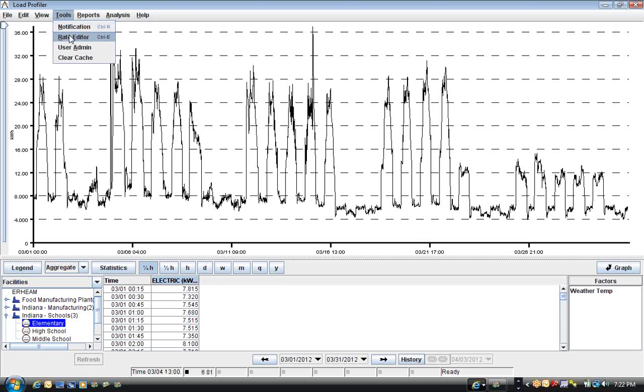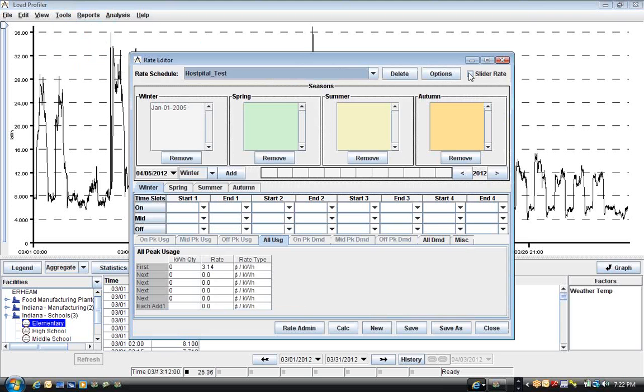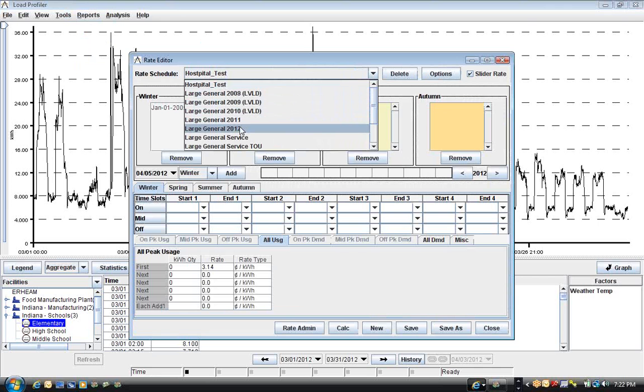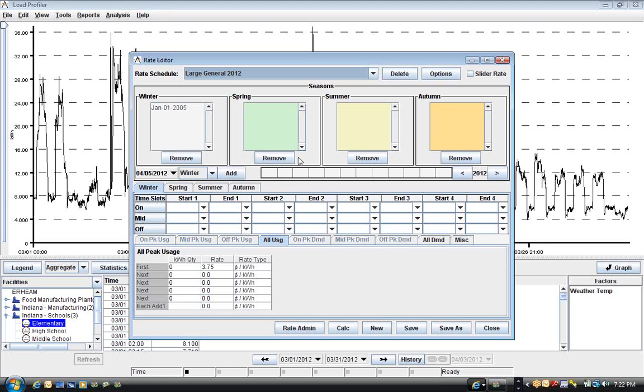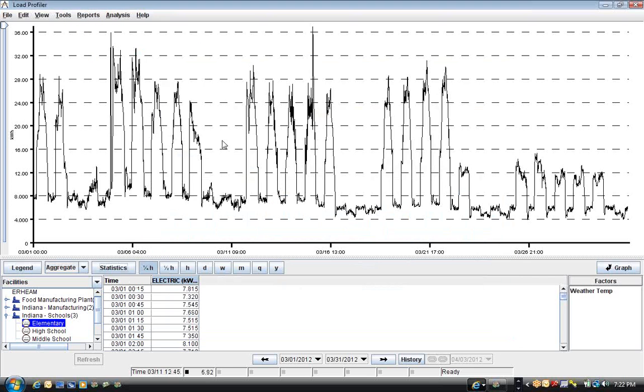So what I would do is go to my rate editor. I activate my slider bar. Make sure I have the right rate loaded in. In this case, it's a large general for 2012. Take my slider bar and cut out these 3 particular peaks just to see what the impact would be financially for this elementary school. So you can see here I had a 15% jump with these 3 peaks. That jump cost this facility $233.27, and it's only over a 3-hour time period. You can see that here.